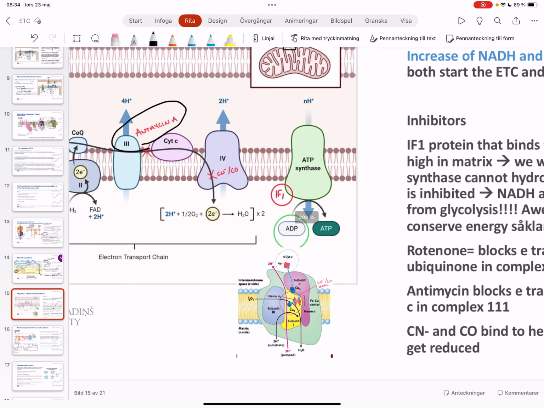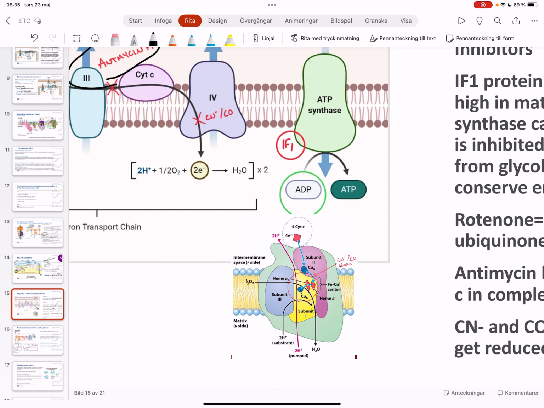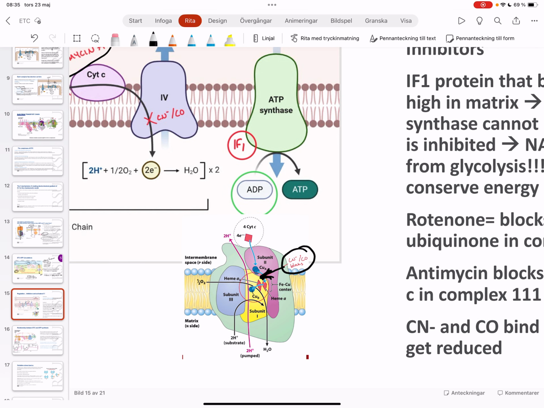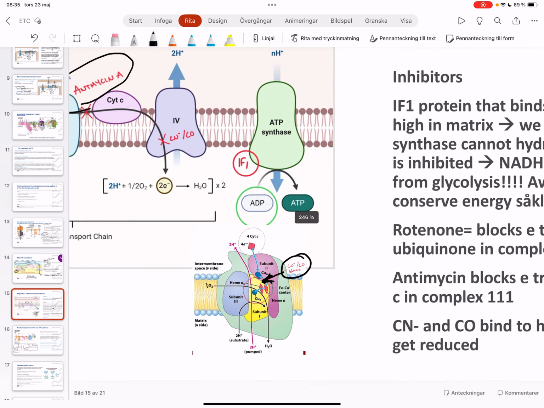So cyanide and carbon monoxide will block this subunit, or like this copper B, and copper B will not be able to reduce oxygen, and that's bad.